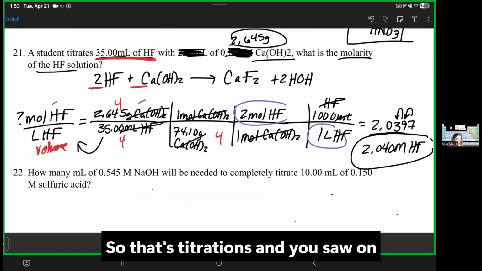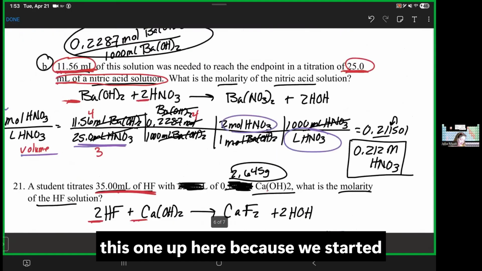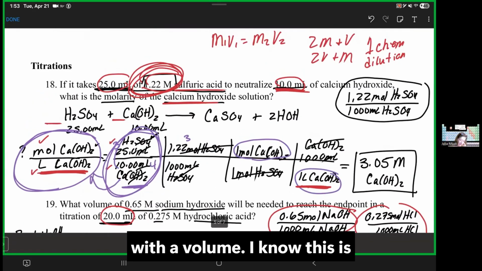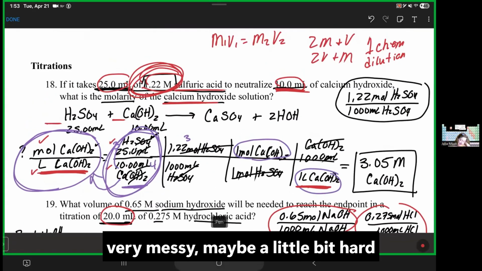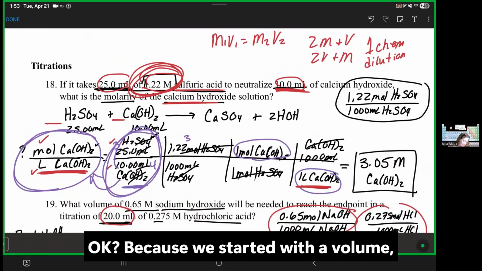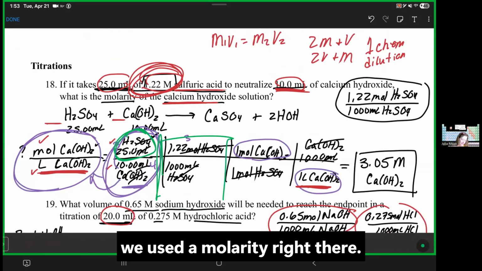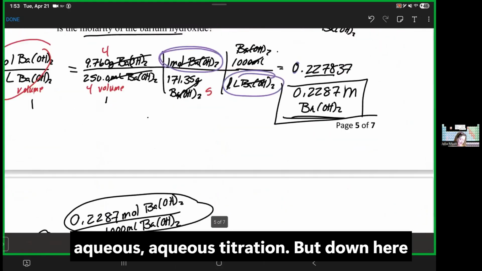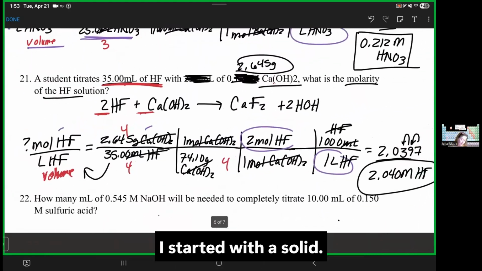So that's titrations. And you saw on this one up here, because we started with a volume, I know this is very messy, maybe a little bit hard to see. Let me change my color. Okay, because we started with a volume, we used a molarity right there. Okay, that is a liquid-liquid aqueous titration. But down here, I started with a solid.